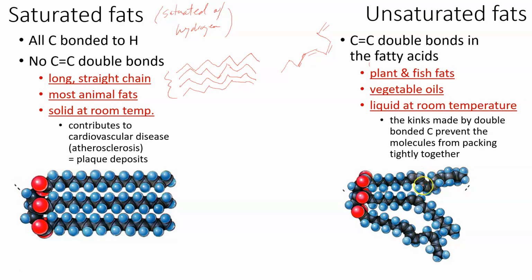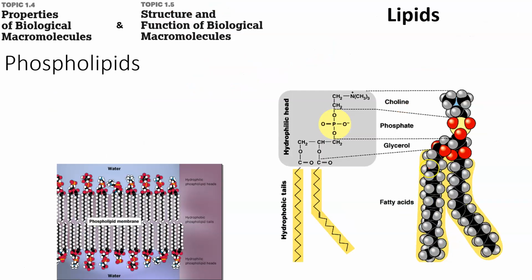So these are not saturated with hydrogen. You could get rid of double bonds and add hydrogens to an unsaturated fat, right? So please know the difference between saturated and unsaturated fats.